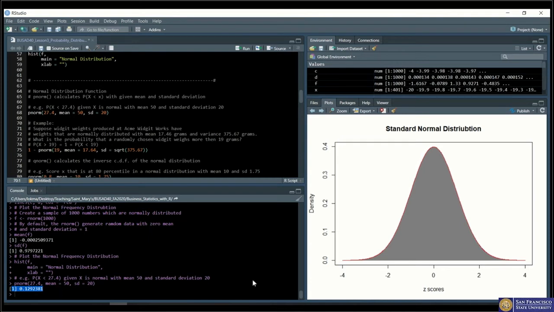Well, what if we don't want a left tail probability? What if we actually want to calculate something on the right-hand side? To do that, it's pretty simple. The logic should actually follow.